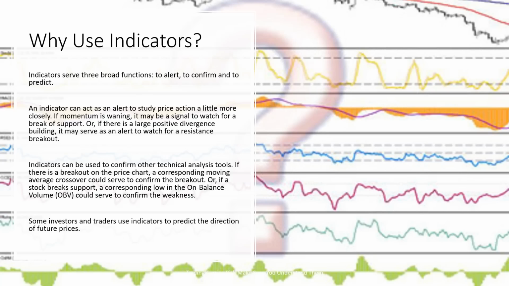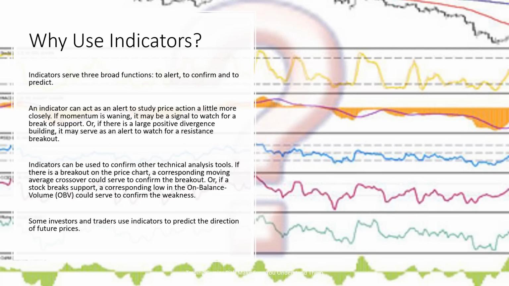So indicators serve three broad functions. They alert us, they confirm, and they predict. An indicator can act as an alert to study price action a little bit more closely. If momentum is waning, it may be a signal to watch for a break of support. Or if there's a large positive divergence building, it may serve as an alert to watch for a resistance breakout.